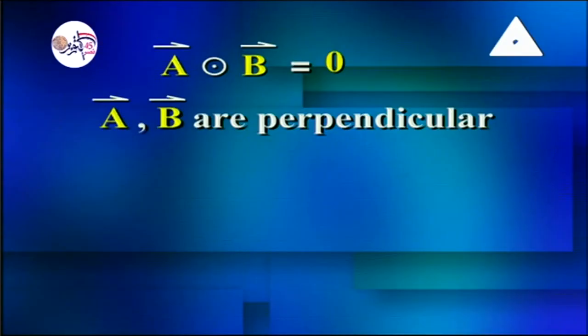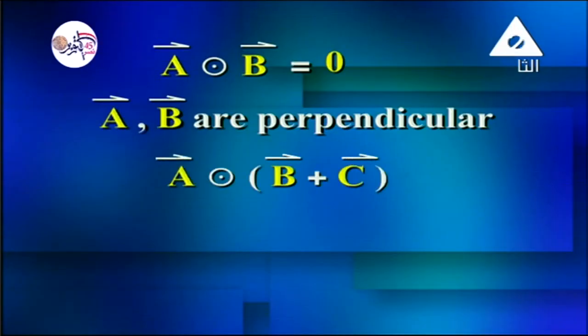Then we deduce this remark. If A dot B equals 0, we deduce that A is perpendicular to B, or vice versa, A is perpendicular to B when A dot B equals what? Equals 0. Excellent student.